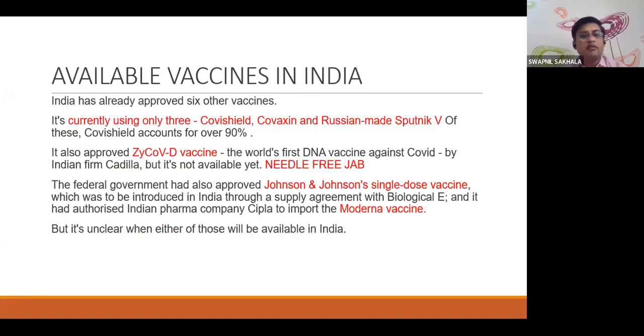So what are the available vaccines in India? So far, India has approved 6 other vaccines. Currently only 3 are in use: Covishield, Covaxin, and the Russian-made Sputnik. Among these, Covishield and Sputnik are vector-based, and Covaxin is a whole-virus killed attenuated vaccine.